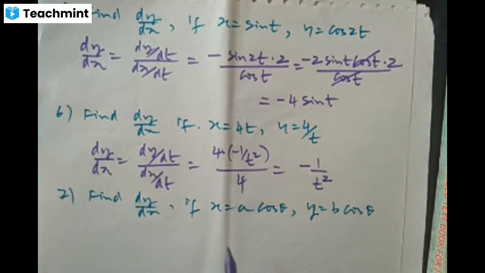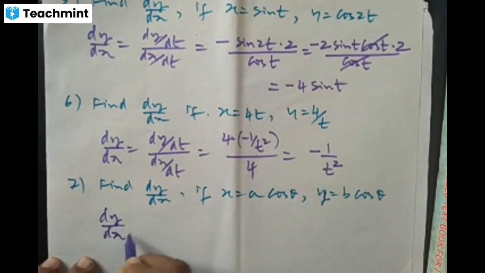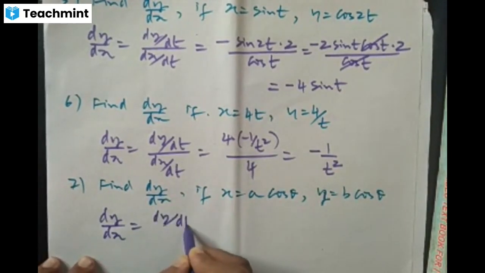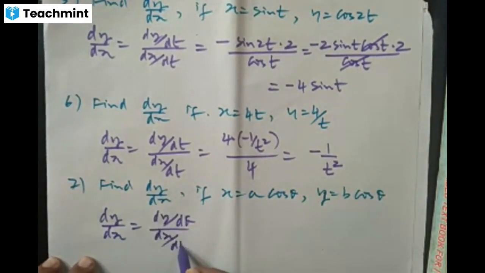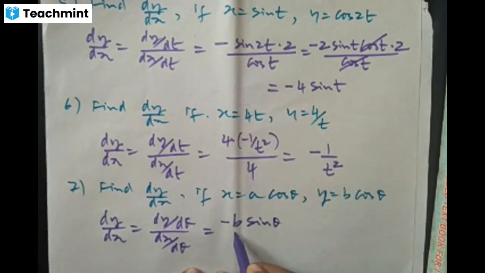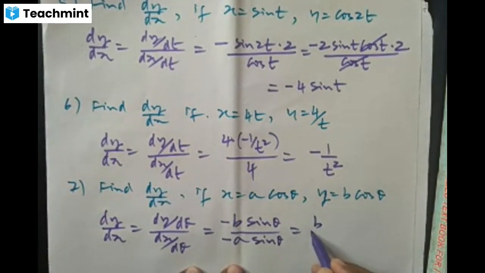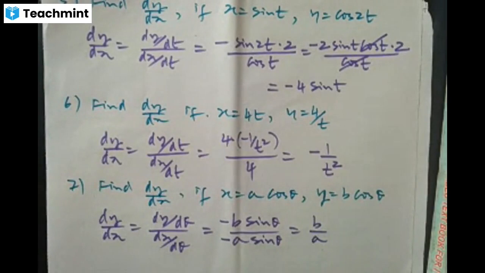So here both x and y are functions of theta. Theta is the parameter. So write the formula first. dy by dx is dy by d theta divided by dx by d theta. What is dy by d theta? b into d by d theta of cos theta is minus sin theta. Similarly, dx by d theta, a is a constant, a into d by d theta of cos theta is minus sin theta. You can cancel sin theta and sin theta. So finally we get plus b by a as dy by dx, right?